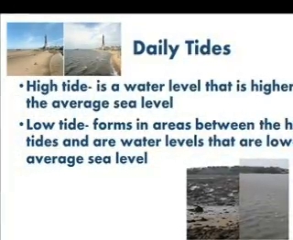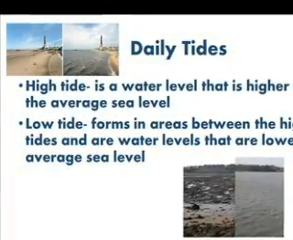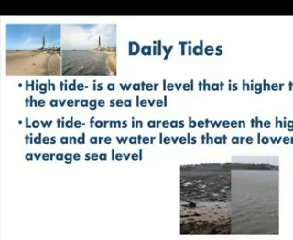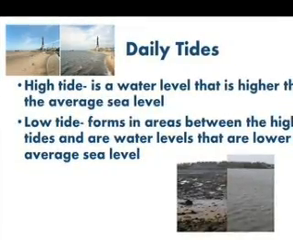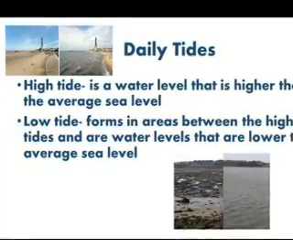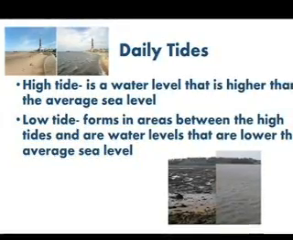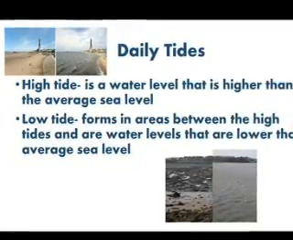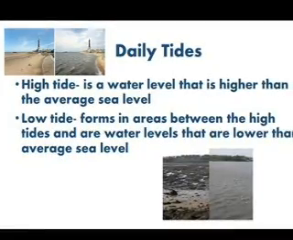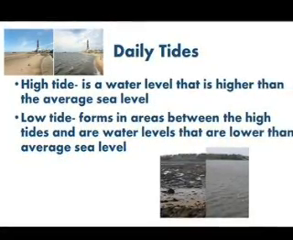Daily tides. High tide is a water level that is higher than the average sea level. Low tide forms in areas between the high tides and are water levels that are lower than average sea level. On the right side of these pictures is an example of high tides. On the left side are examples of low tide.